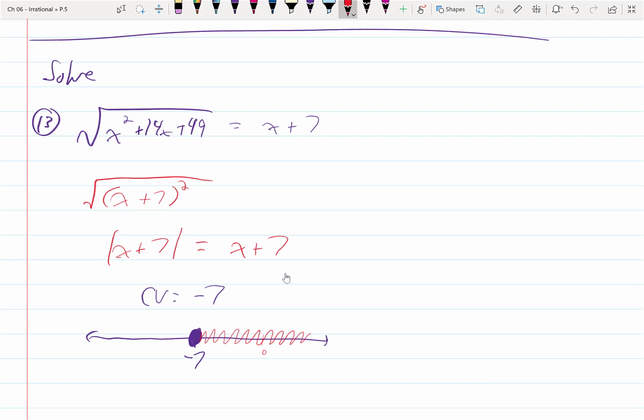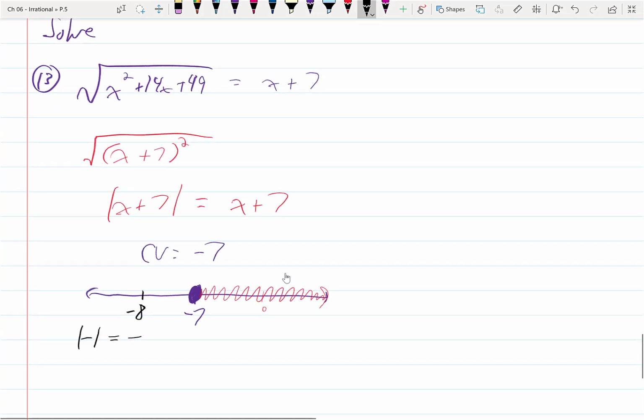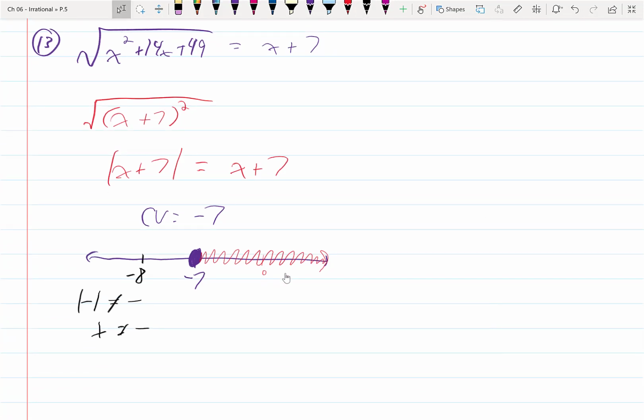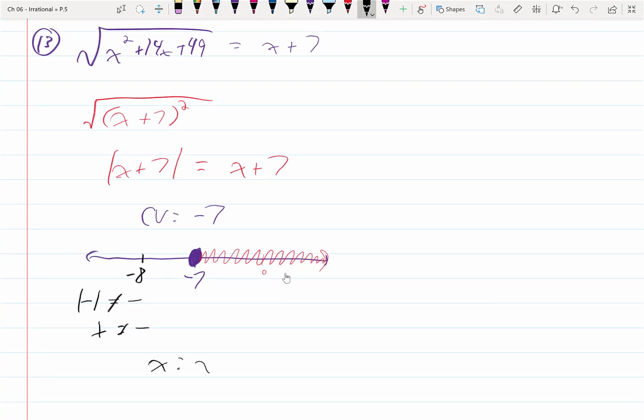So I'm just going to shade this here because I know that any number right of -7 is going to satisfy this. And if I check maybe -6, I get a positive, let's see, oh no, not -6, sorry, -8. I get a negative in absolute value equals a negative, which means a positive equals a negative. And that is out. That is not true. So really my solution is all x such that x is greater than or equal to -7.